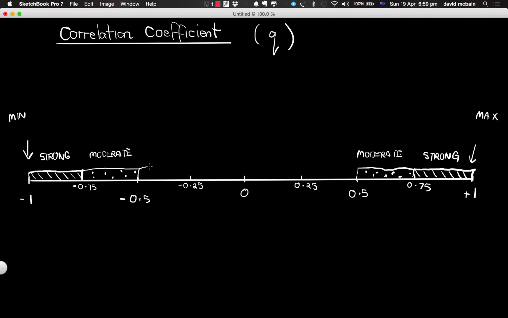In this region in here, between -0.5 and -0.25, we'll describe the relationship between the two variables as weak. It's a weak correlation. Weak negative over here, and over here would be weak positive. And if we get a value of q between -0.25 and 0.25, something in between there, we would consider that to be no correlation.